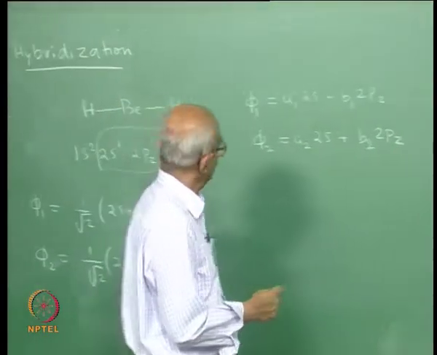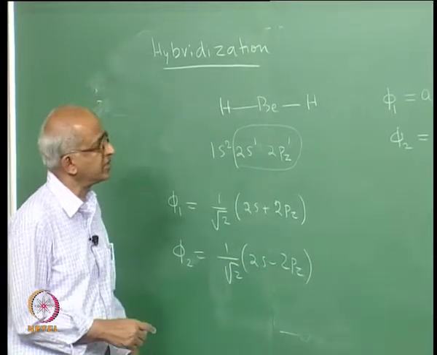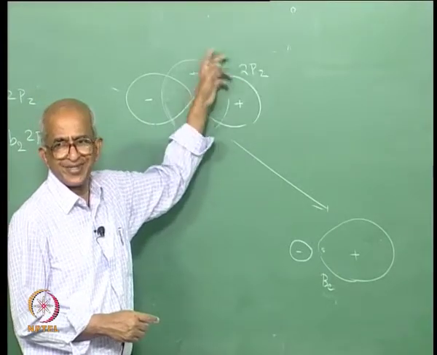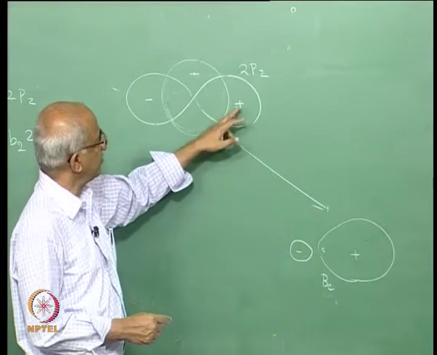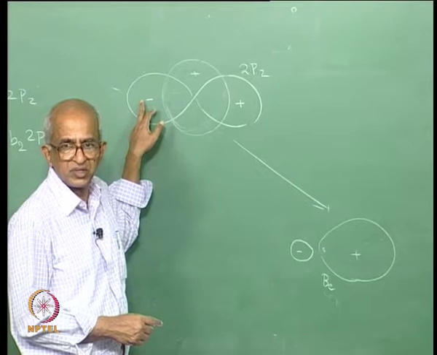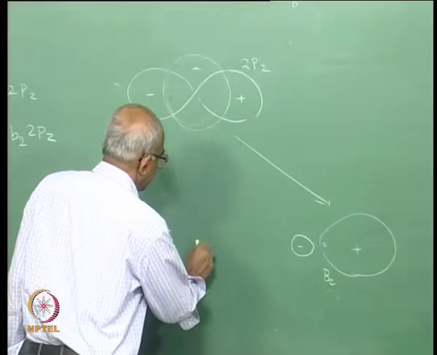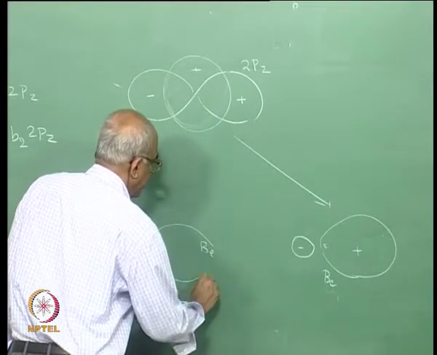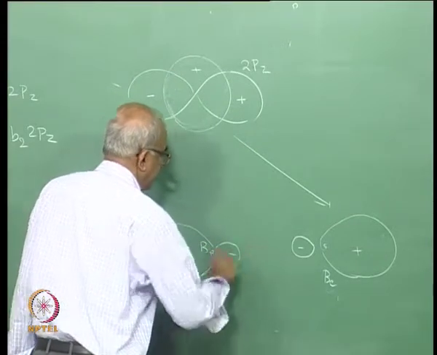Then if you constructed the other hybrid orbital, which is phi 2, how will you construct that? Well, you have to multiply 2pz with minus 1 and then add. So, if you multiply 2pz with minus 1, this will become negative and that will become positive, and then if you added them up, what is the result? The result is you will have the beryllium nucleus here, and you will have a positive lobe which is pointing in this direction and a smaller negative lobe on the other side.